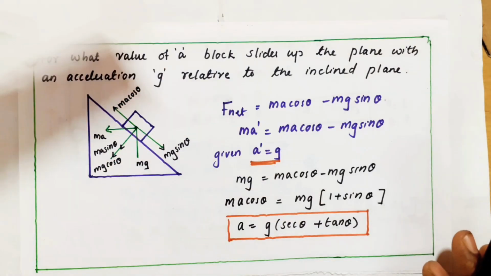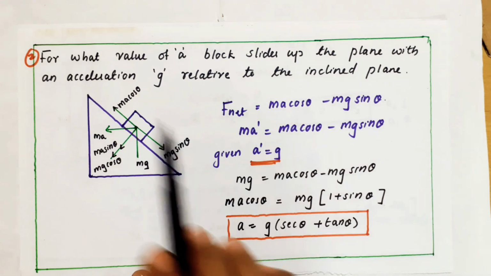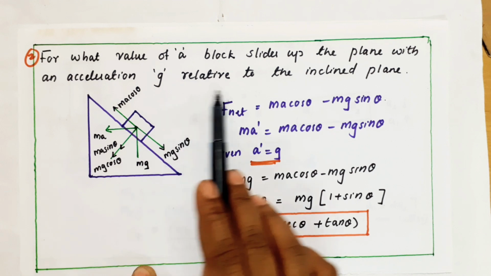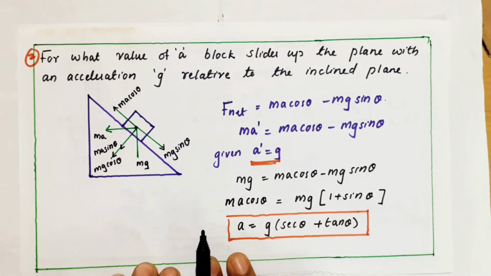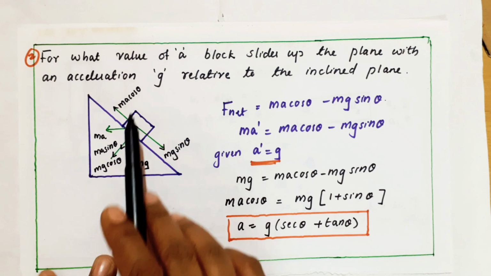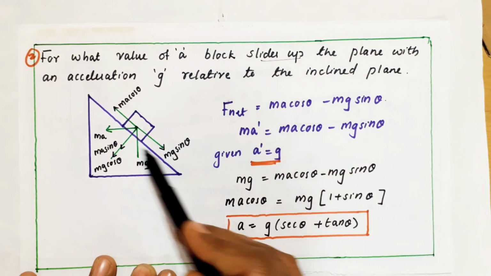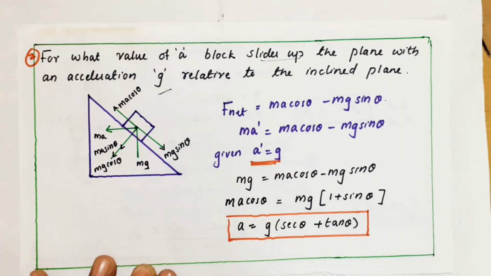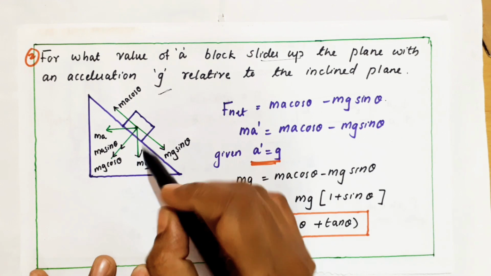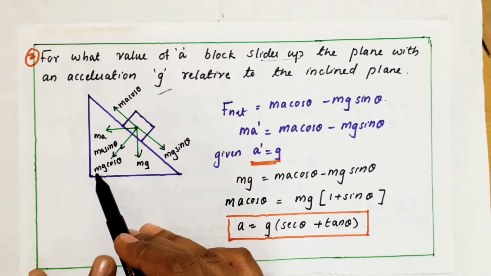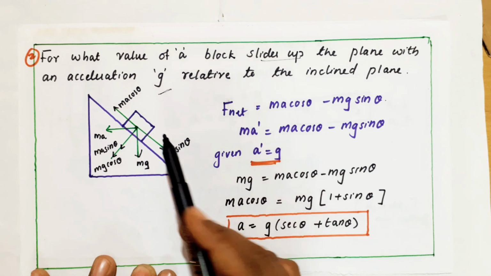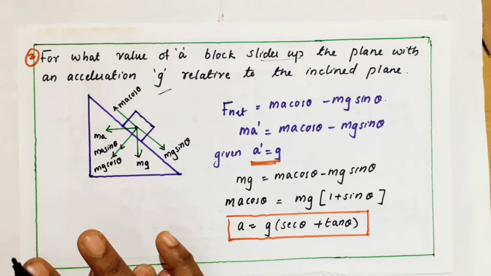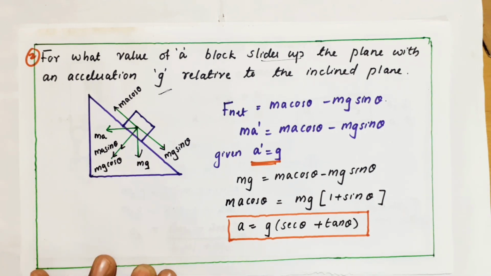Clear? Now, what will be the value of the acceleration if the block slides up the plane with an acceleration g relative to the inclined plane? This is a simple question only. What they told is that the block slides up, and that acceleration should be equal to g. Same as the previous question, we resolve mg into two components, mg sin theta and mg cos theta.